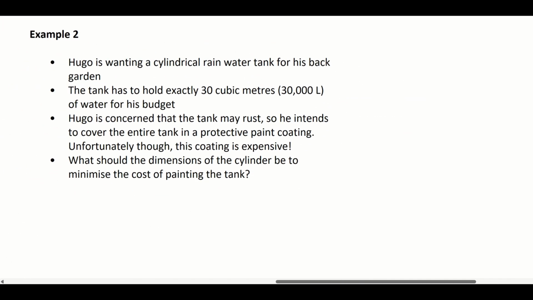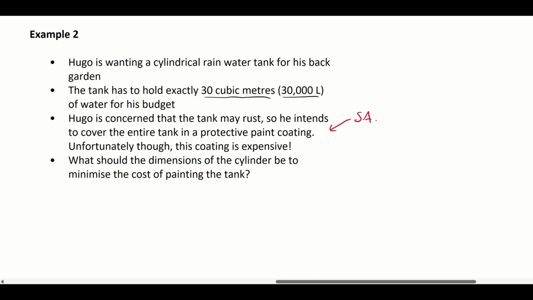So we'll come over here. We have Hugo, who is wanting a cylindrical rainwater tank for his back garden. Now, the tank that he's looking for needs to hold 30,000 litres. So the bigger the tank, the more it's going to cost him, and his budget is to get a 30,000 litre tank. So 30 cubic metres is the conversion there.